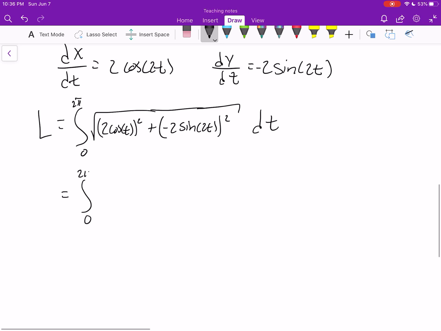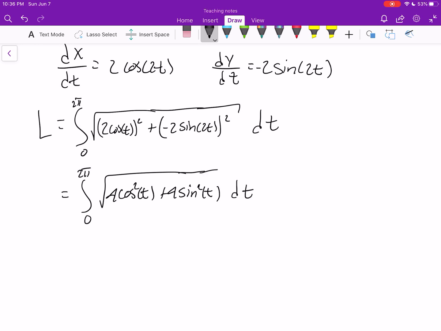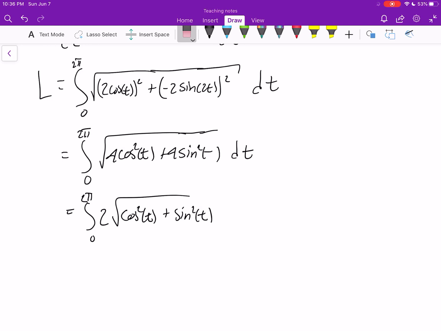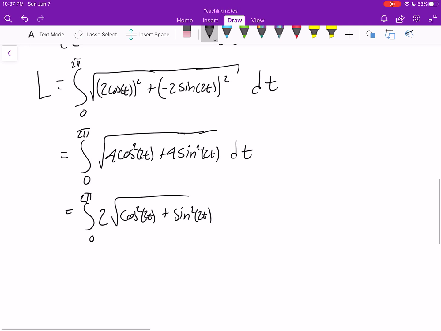This is the integral from 0 to 2 pi, square root of 4 cosine squared plus 4 sine squared. So I can factor that 4 out. If I pull that 4 out of the square root, it becomes a 2. I'm going to have the square root of cosine squared of 2t plus sine squared of 2t. Sorry, these should be 2t's. Drop the 2's. The only thing that changes is I have to write those back in there. Nothing else about the problem changes.